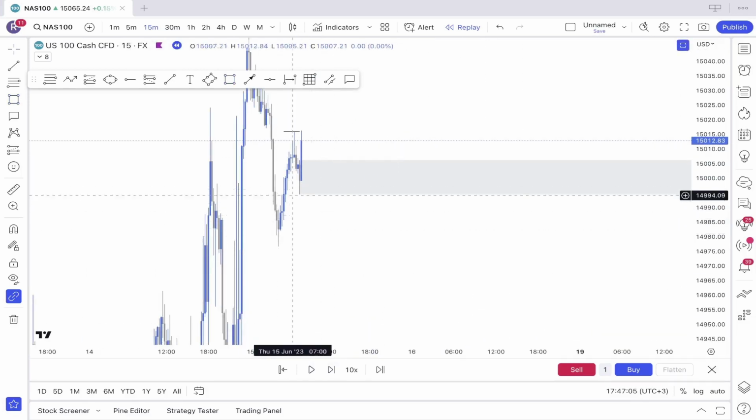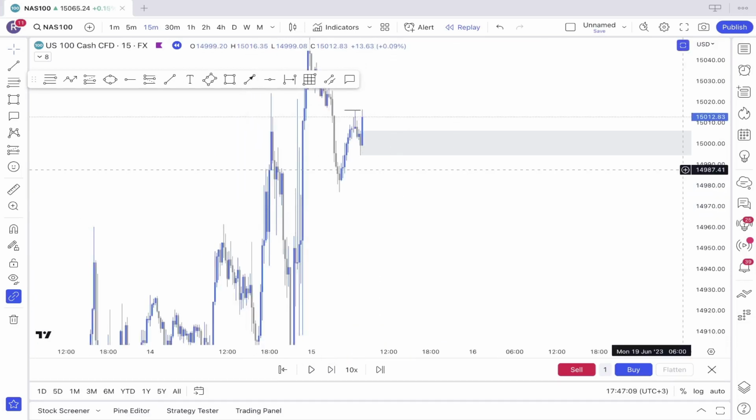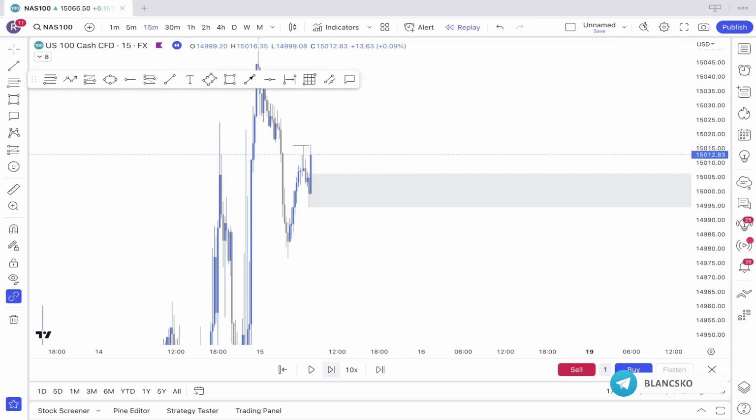The reason I choose this example is because it's recent, okay? I can go back in time and cherry pick a very picture perfect textbook example, but I don't want that, okay? I just want to use current price action. So let's play the price.